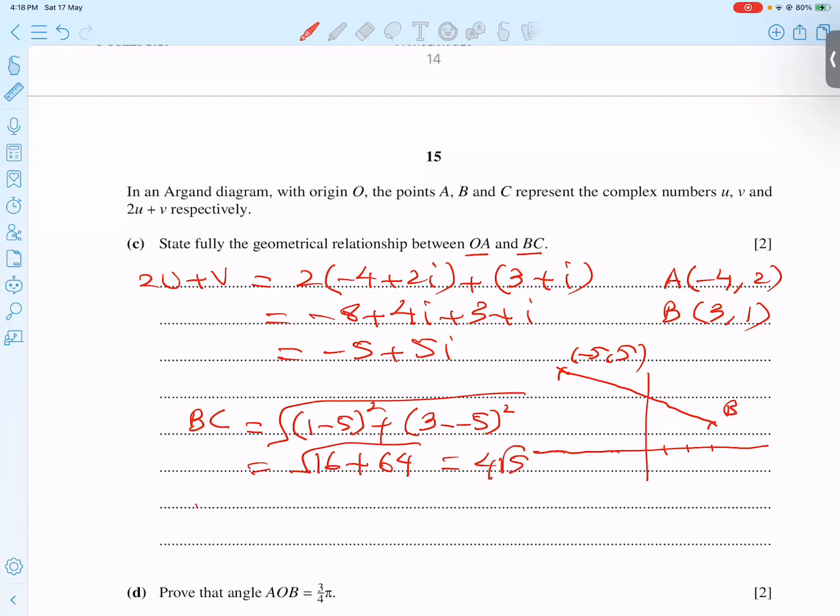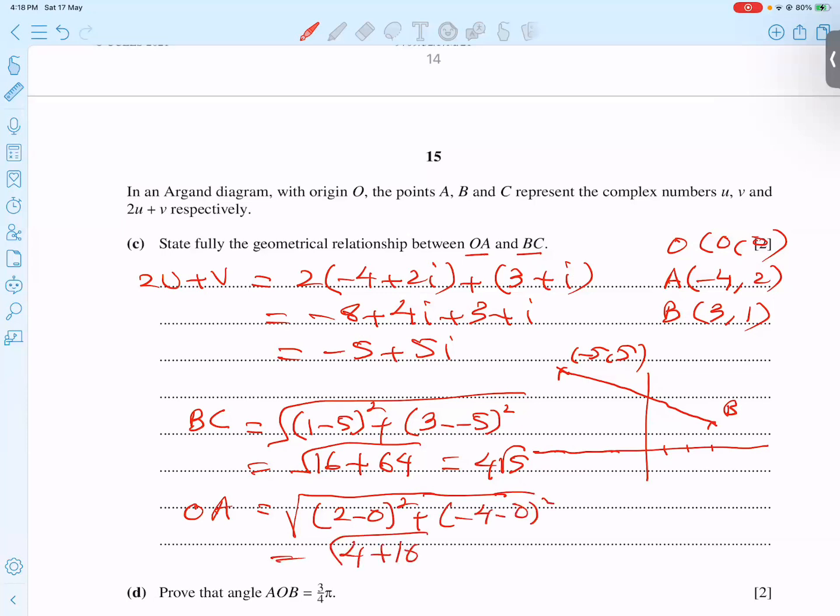And what is OA? For OA, O means (0, 0), the origin. Same distance formula I'm applying. So y2 minus y1 whole square, and x2 minus x1 whole square. I got 4, I got 16, I got 20. And root 20, if you check it, I'm getting 2√5. And what is the connection between them? Double. So this is 2 times this.